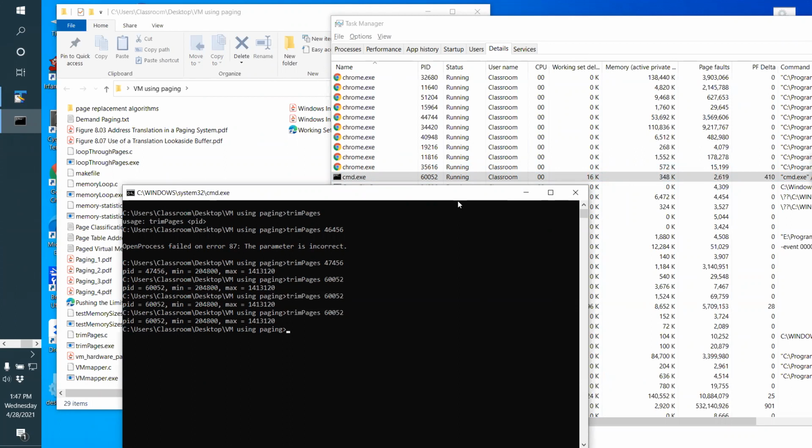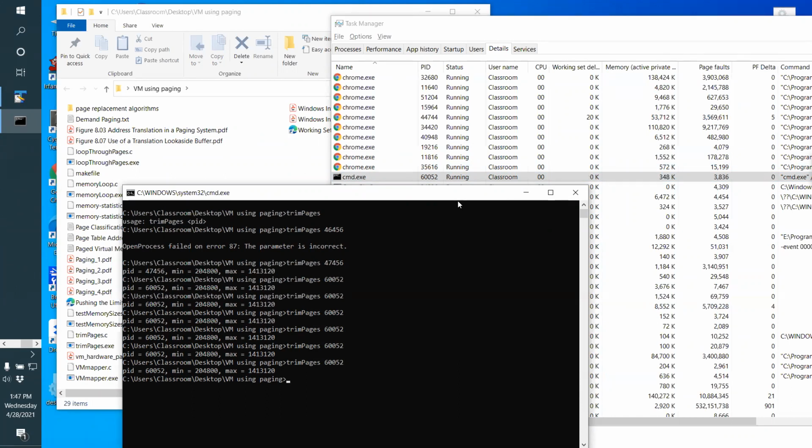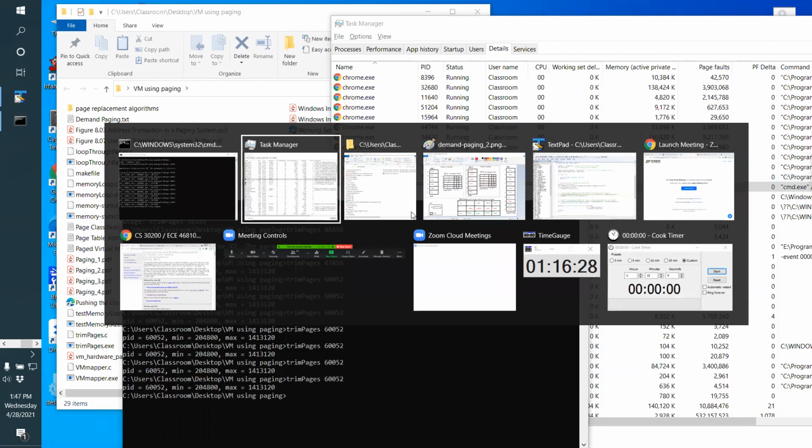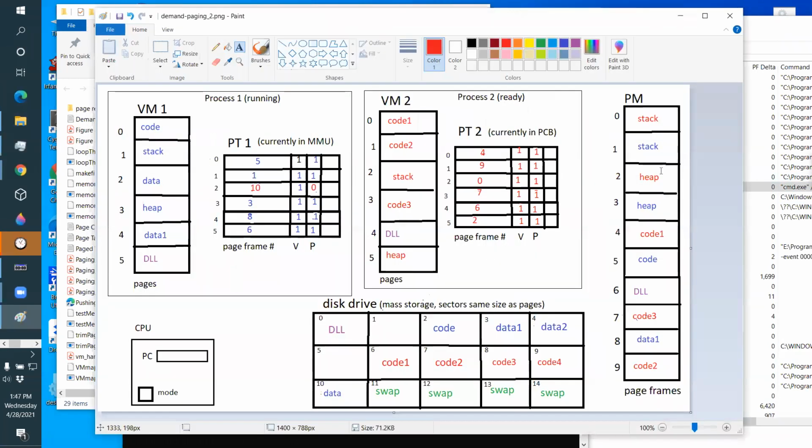Notice that if I keep trimming him, I get different numbers of page faults to bring him in. I'm not sure why. See, that time it took 403 page faults to bring him back in. That time it took 411. 403, 404. Okay, so what I'm doing is I'm actually telling the operating system, this program's got a bunch of pages in physical memory. Kick them all out. But the process is running, so it needs those back in physical memory, so it page faults them all back in.